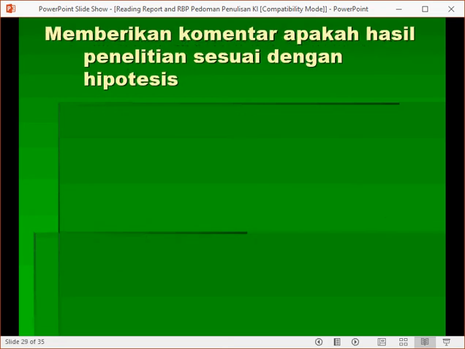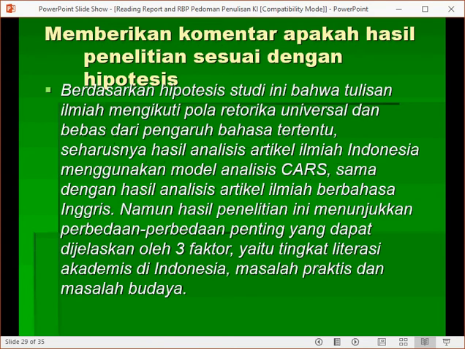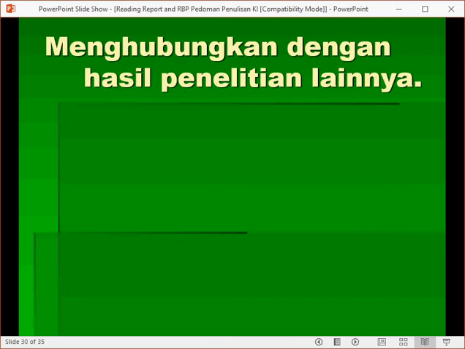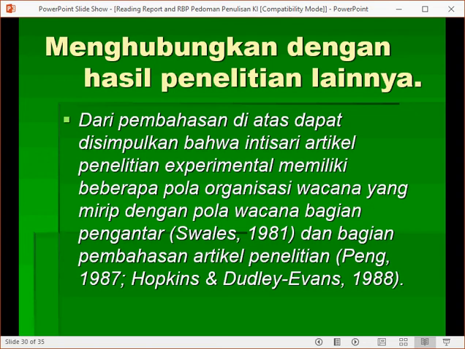Okay, you give comments on whether the result of the research is suitable to the hypothesis or not. For example, according to the hypothesis of the study, and so on and so forth. So you have to give some comment related to the hypothesis. You have to remember your hypothesis, because the hypothesis is the temporary answer to our research question. So you have to correlate it to other research results. Okay, this is the example.